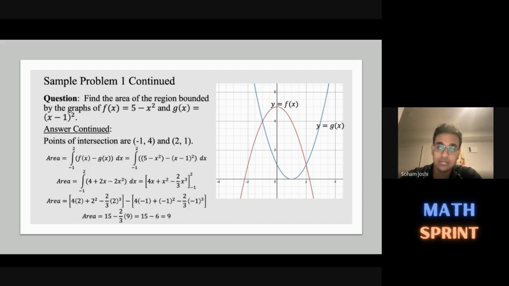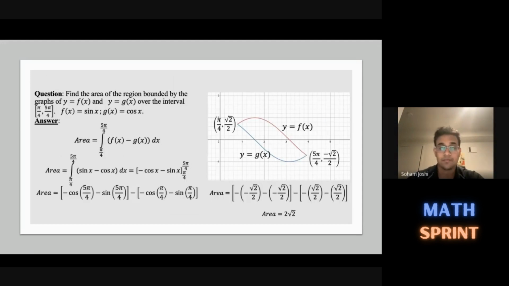So now you substitute the upper limit as 2 and the lower limit as minus 1, calculate the difference, and we get a final answer of 9. So what this says is that the area bounded by the red curve and the blue curve, that is this kind of shape in between them, is exactly 9 square units. All right, let's do another practice problem.